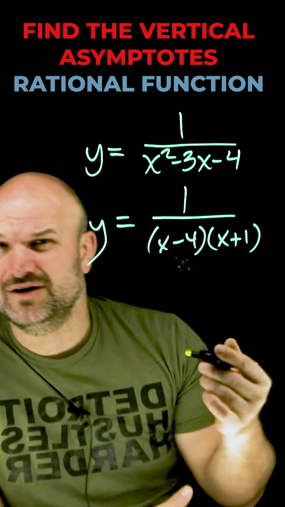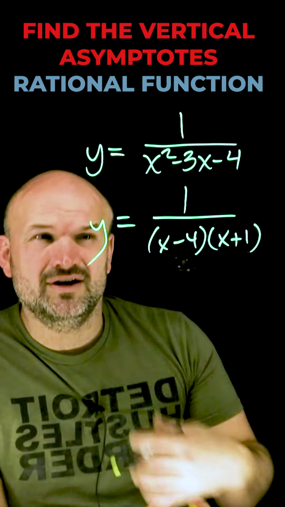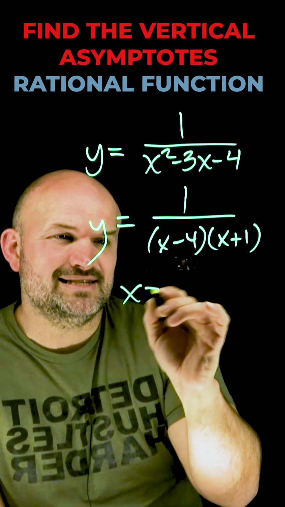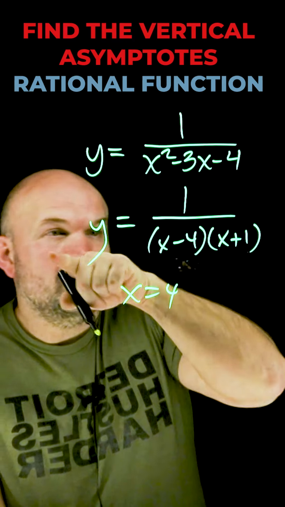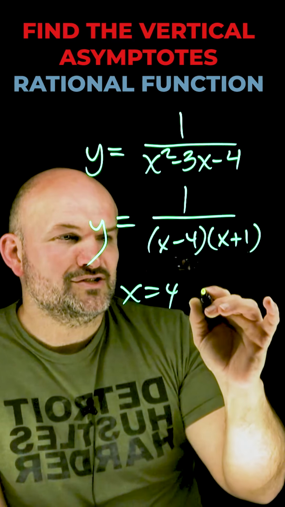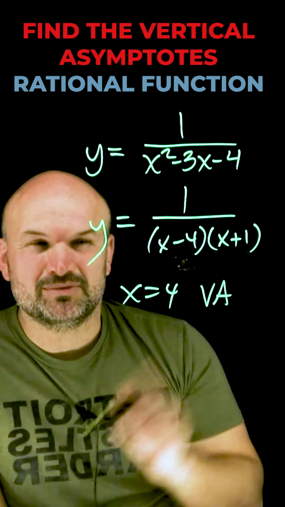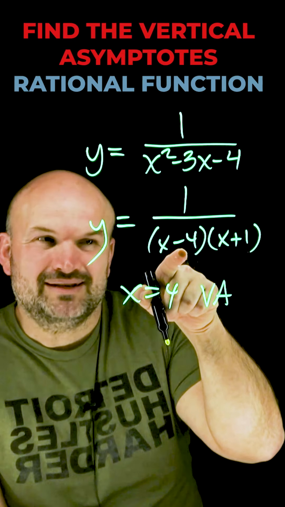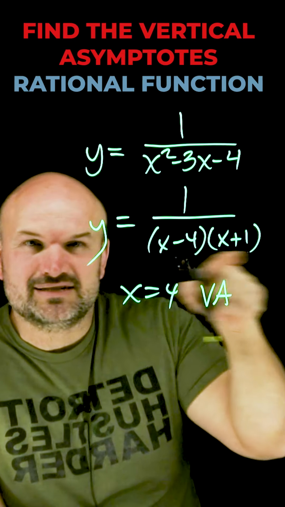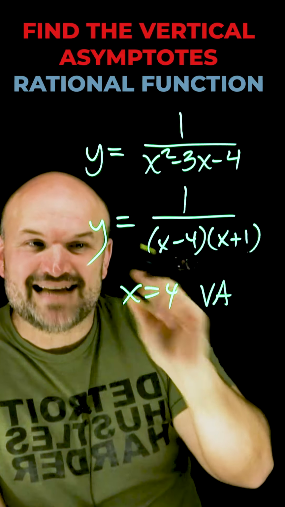You could set it equal to 0, apply the zero product property and solve, or you can actually just visually see when x is equal to 4, this is equal to 0. That means my whole denominator is equal to 0. So therefore, that is a vertical asymptote. Don't say -4 because you see it right there. -4 does not make any of these expressions equal to 0. So -4 is not a vertical asymptote.